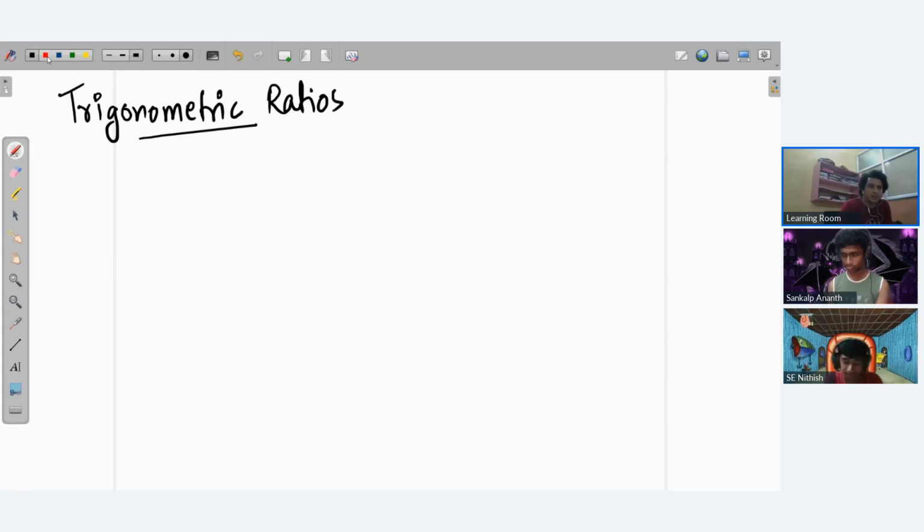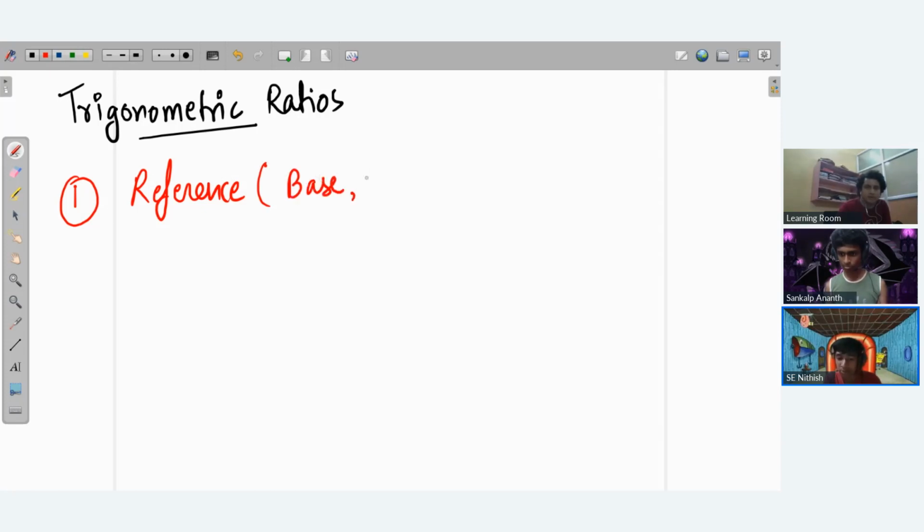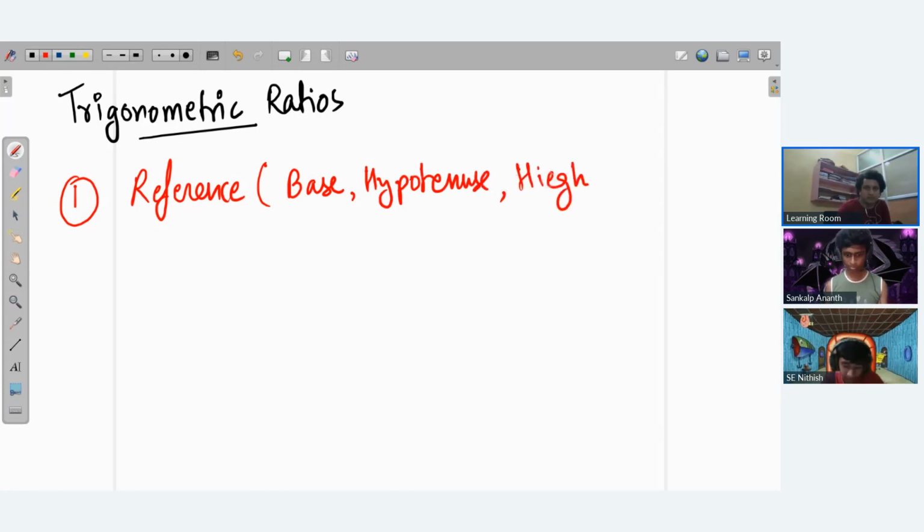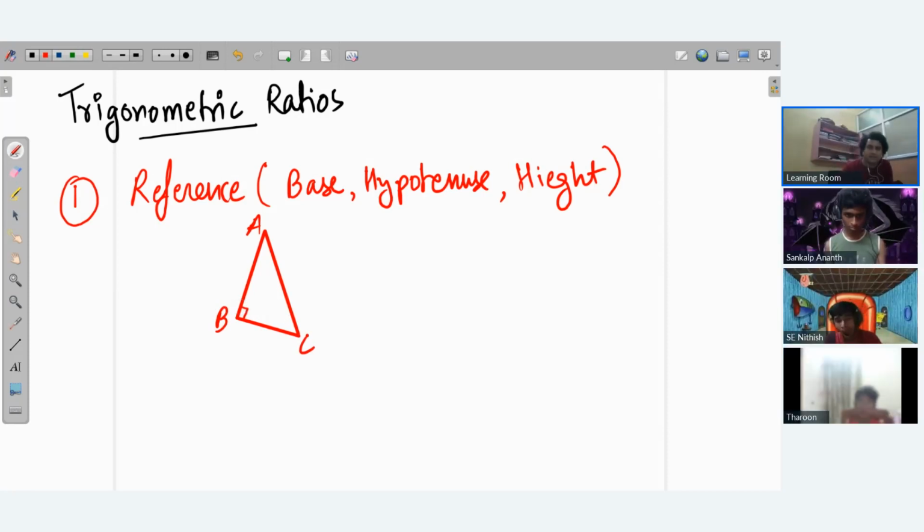The first part which we are going to see today is the reference, base, hypotenuse and height. Basically, the point is, in all of these trigonometric ratios, a right angle will be given. Typically, a triangle will look something like this, in which one of the angles is always 90 degrees, and the other angle is our reference point.